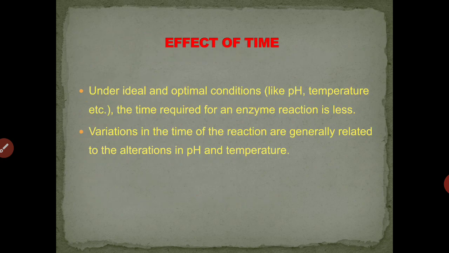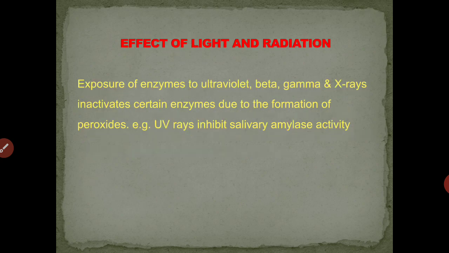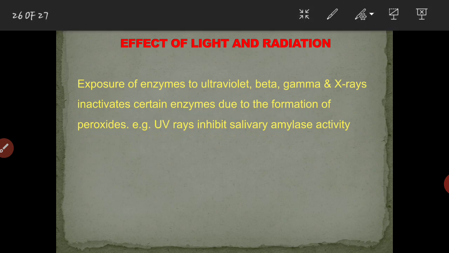Coming to the effect of time. Under ideal and optimum conditions, the time required for the enzyme catalyzed reaction will be very short. Variations in the time of the reaction are generally related to alterations in pH and temperature. If you alter the pH and temperature, the catalyzed reaction may require more time. Usually enzymes require very little time for the conversion of substrates into their products.